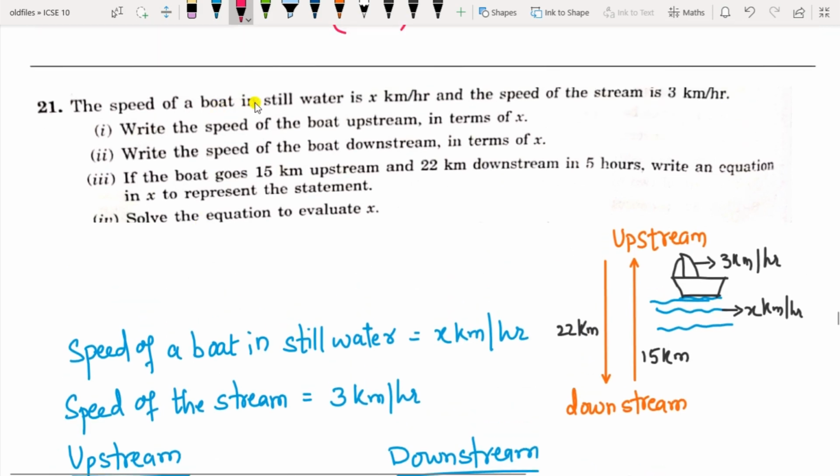The speed of the boat in still water is x kilometers per hour and the speed of the stream is 3 kilometers per hour. Write down the speed of the boat upstream in x and downstream also in x. So this is upstream and this is downstream. Okay, so this is the speed of the boat in still water, that is x kilometers per hour, and this is the speed of the stream here, 3 kilometers per hour.